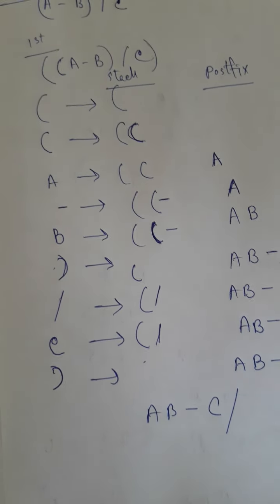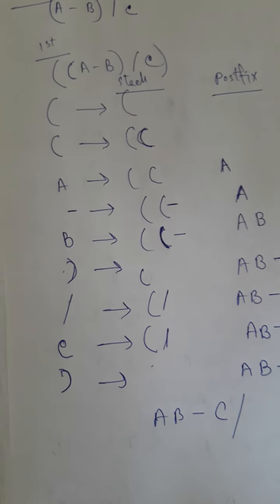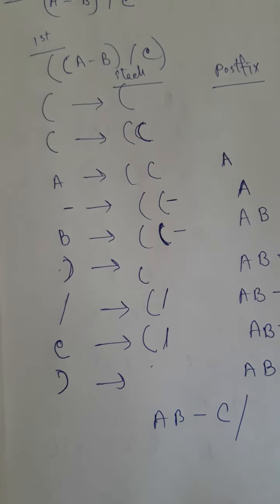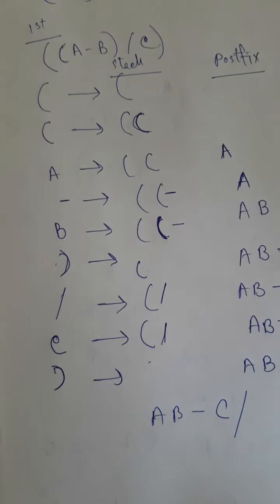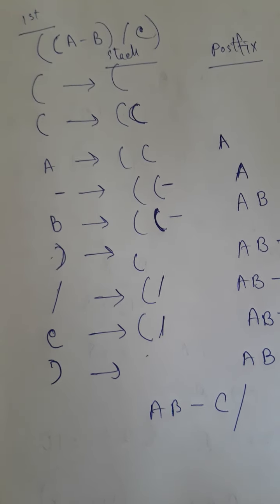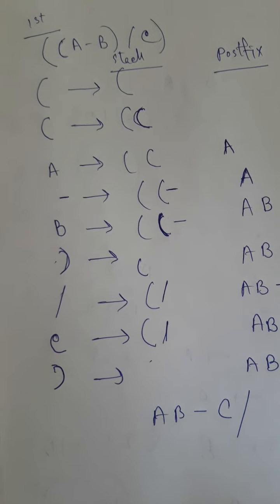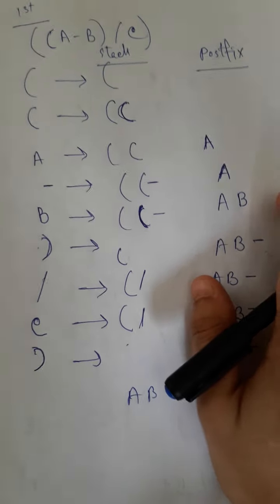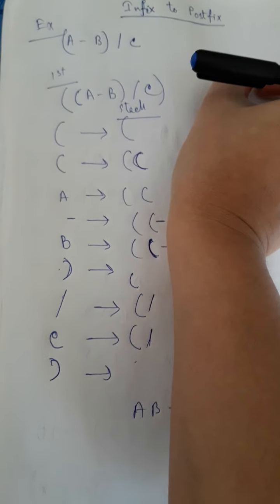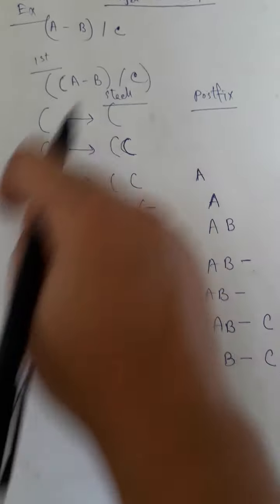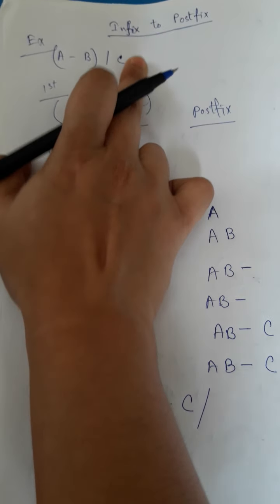If the coming operator is higher or equal to the present operator inside the stack, then you have to pop out the operator from the stack and then add the coming operator inside the stack. So this is the basic idea of infix to postfix conversion. Okay. So this is the final postfix expression of the A minus B divided by C infix expression.